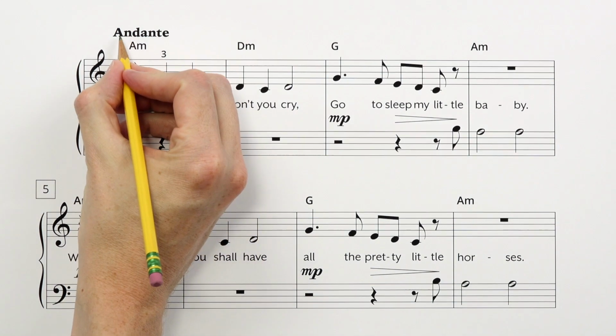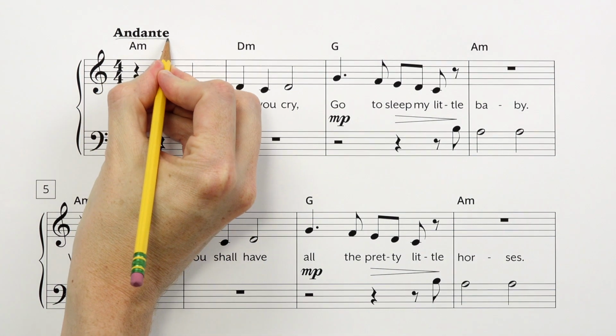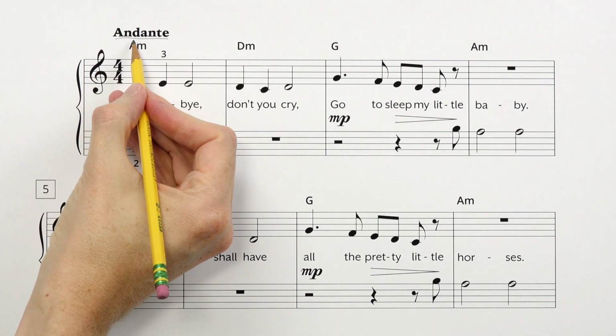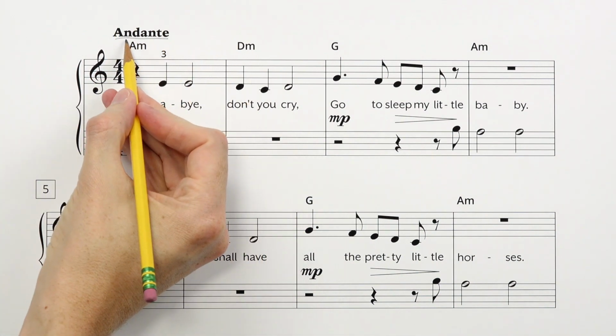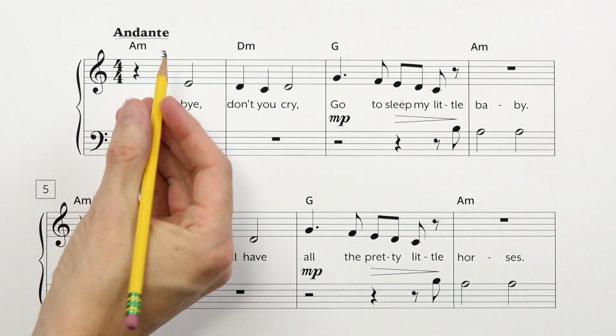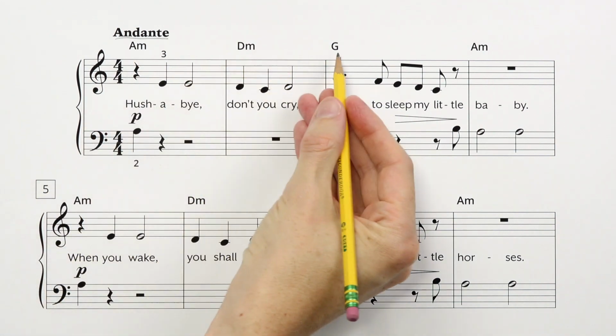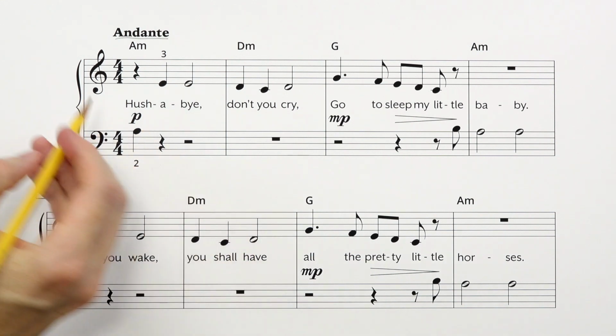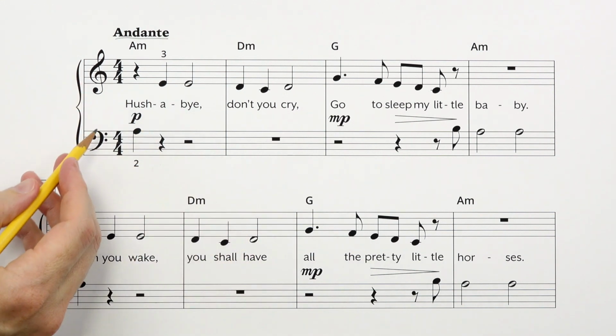You probably notice from now on, you're going to be seeing this kind of tempo indication at the start of each of our pieces or songs. Andante, do you remember what that means? Andante is our tempo indication for a medium, slow, relaxed tempo. You might have noticed these chord symbols, which we'll be working on in another lesson, but today we'll be learning the melody. Treble and bass clef, as usual.